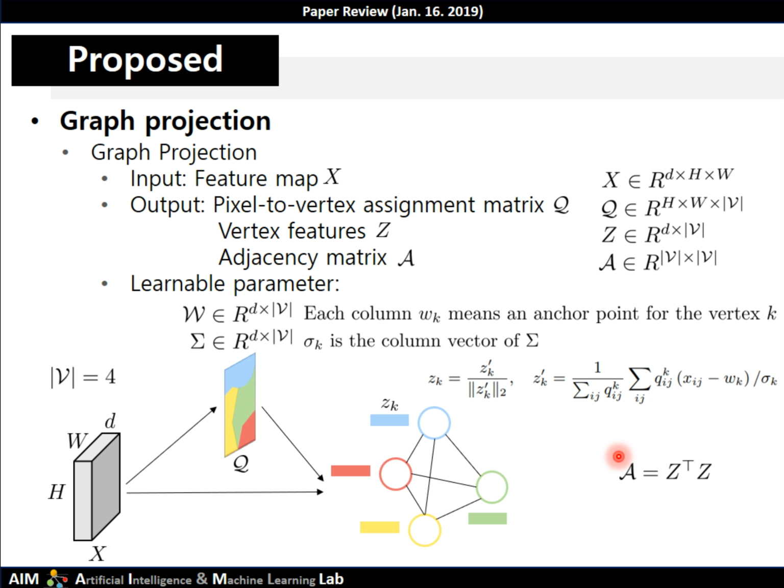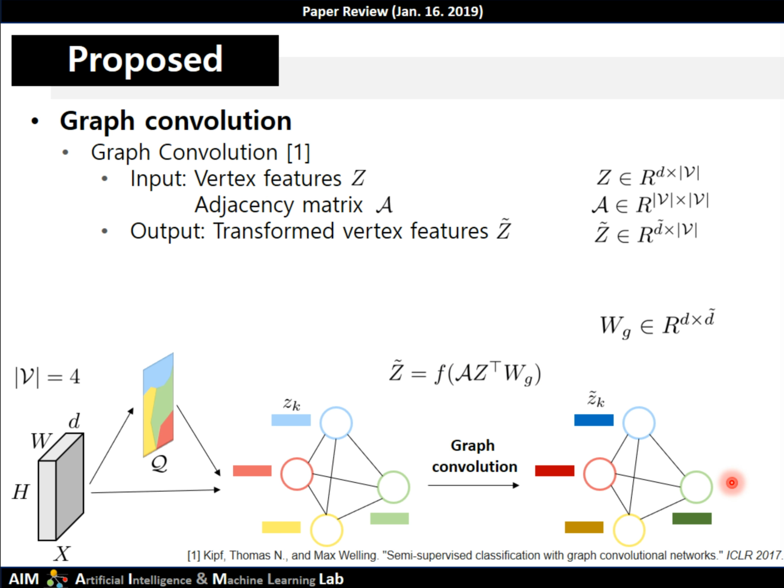So by graph projection, we can get the assignment matrix Q, the vertex feature Z, and the adjacency matrix A. After graph projection, we get the output as the vertex feature Z and the adjacency matrix A.